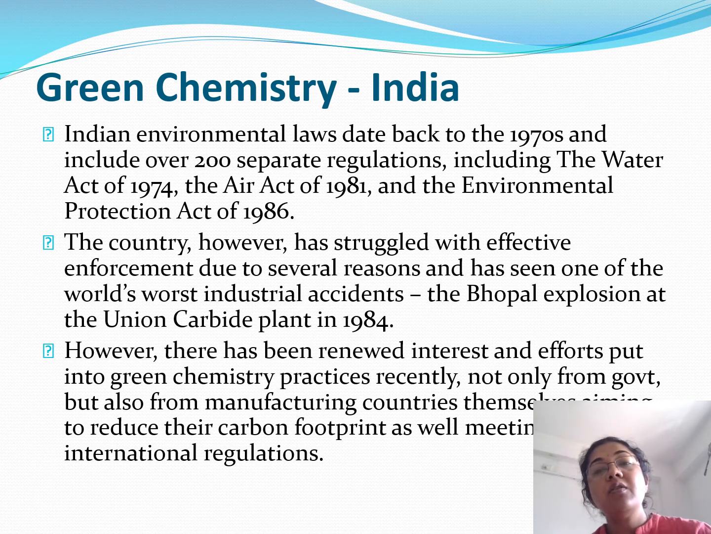Indian environmental law, though, dates back to the 1970s and includes around 200 separate regulations, including the Water Act of 1974 and Air Act of 1981. There is the Environmental Protection Act of 1986, which came into enforcement after the Bhopal explosion in the Union Carbide plant in 1984. Now the time has changed. Not only government but other organizations and even the industries are interested in reducing the harmful discharges. Any method, any principle which is harmful for the environment is taken care of.